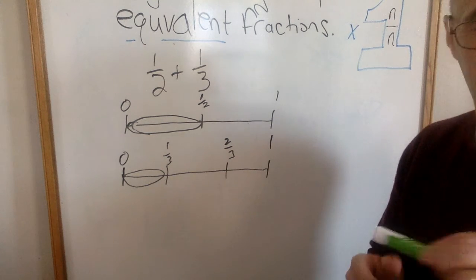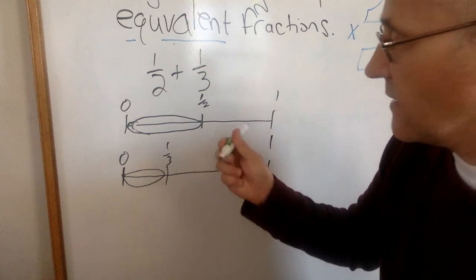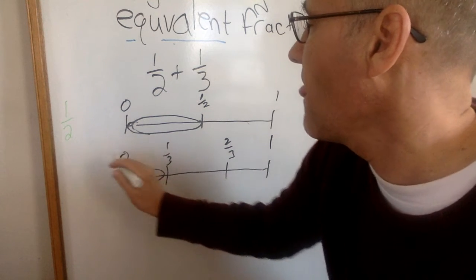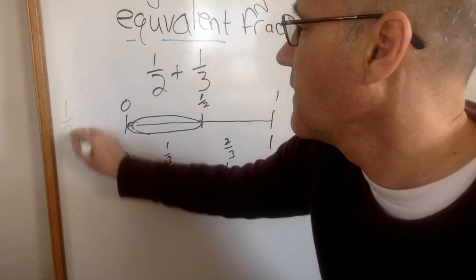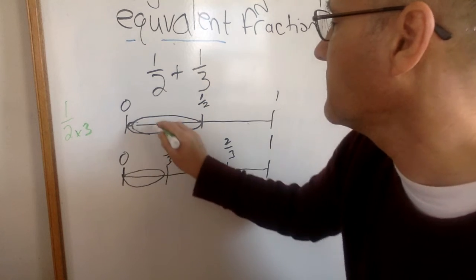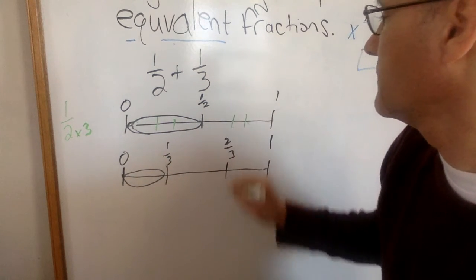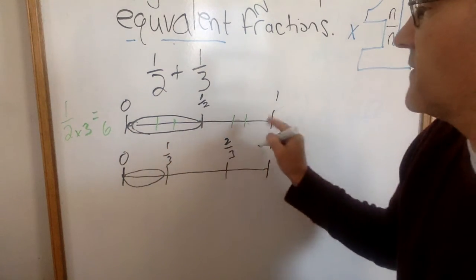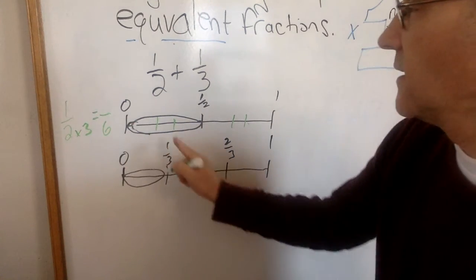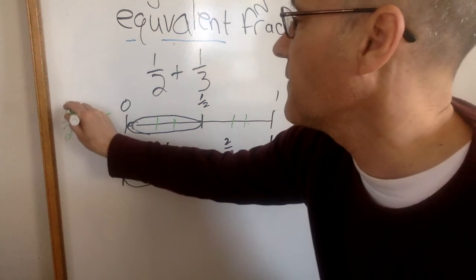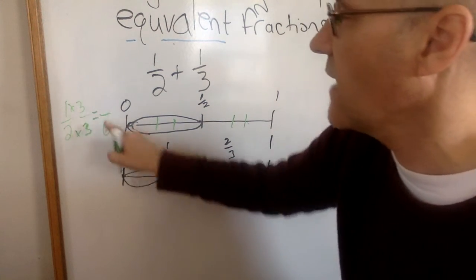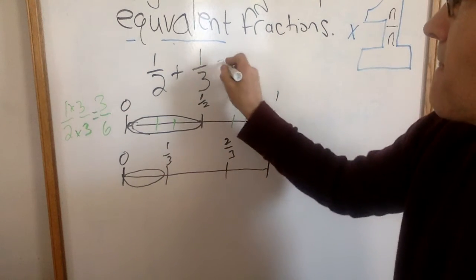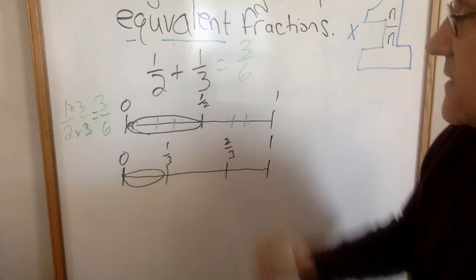Using equivalent fractions, I can take my 1/2 and 3 split each one to make 6 equal pieces. 1, 2, 3, 4, 5, 6 pieces. And remember, I 3 split this one, and now I'm multiplying by 1. And I have 3/6.